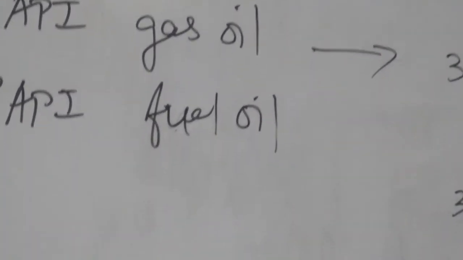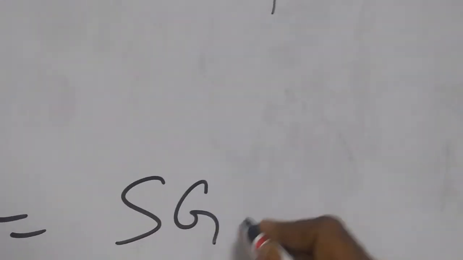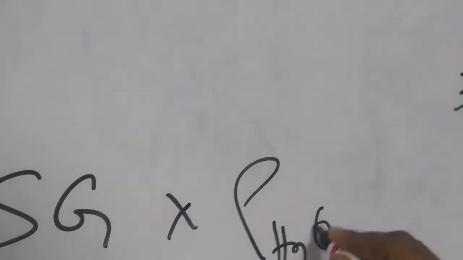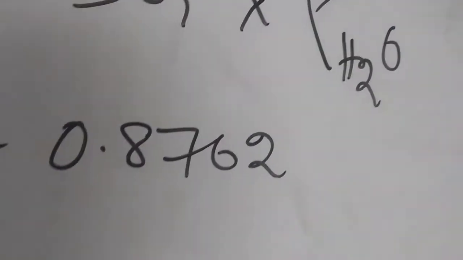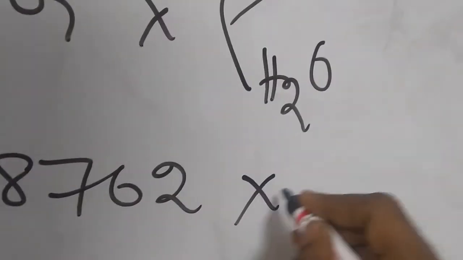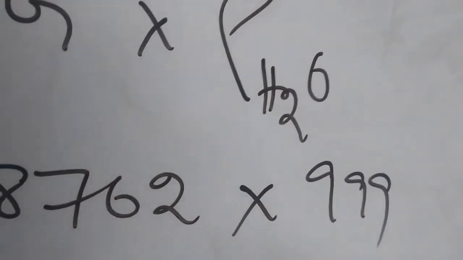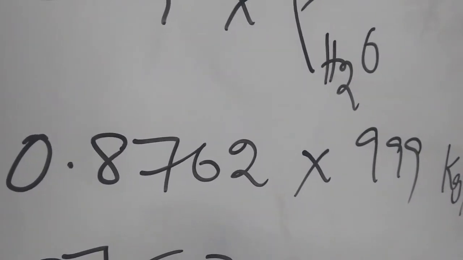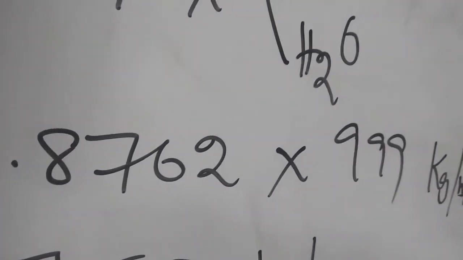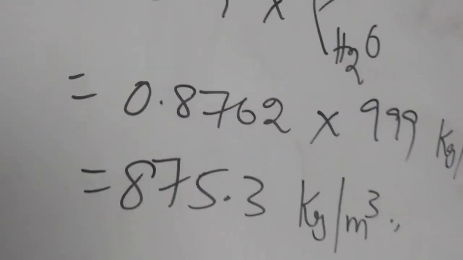Now how to determine the density of the oil? If specific gravity is given, we can find out the density of the oil. So density of the oil is specific gravity multiplied by density of water. So 0.8762 multiplied by 999 kg per meter cube. The value we get is 875.3 kg per meter cube. So this is the density of the oil.